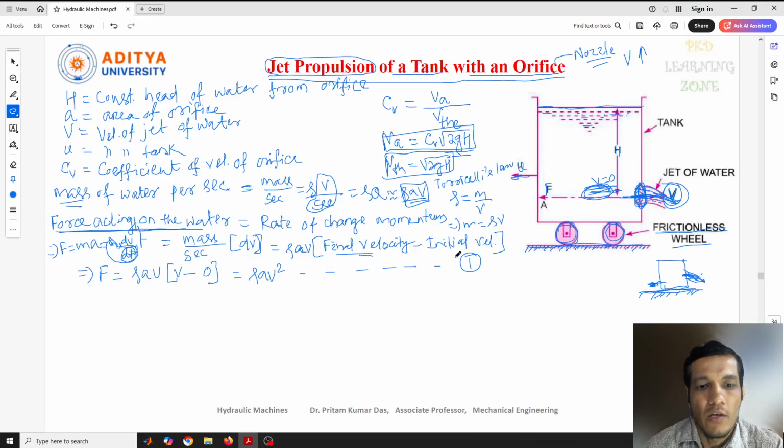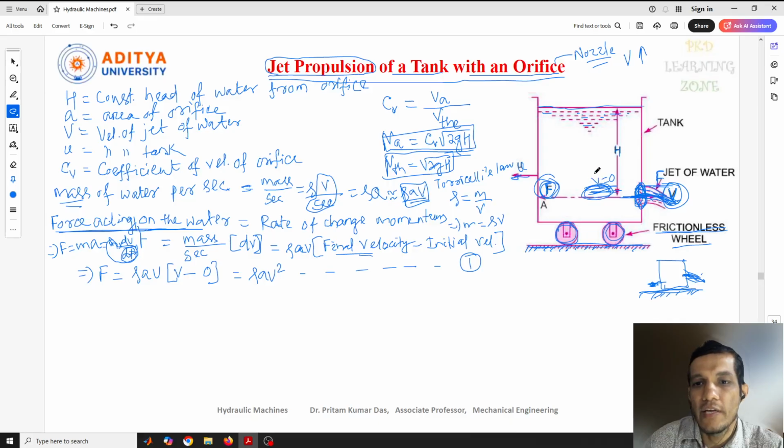Equation 1. The concept of this I already told you. The force F is the force exerted by the jet of water, when the fluid is coming out from the tank. This jet of water also exerts a force on the tank.